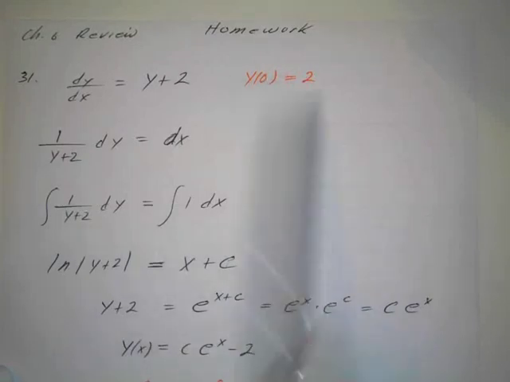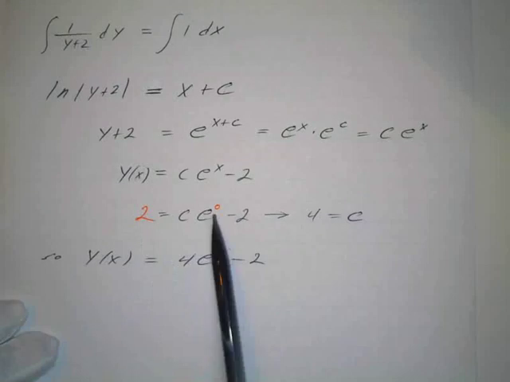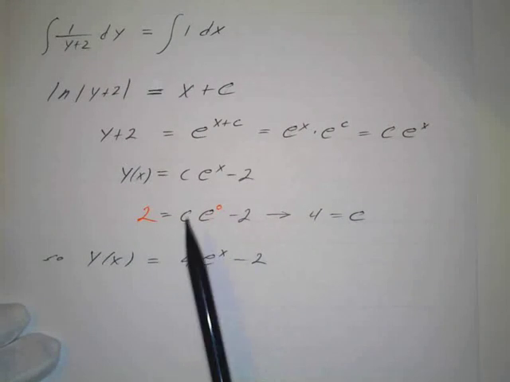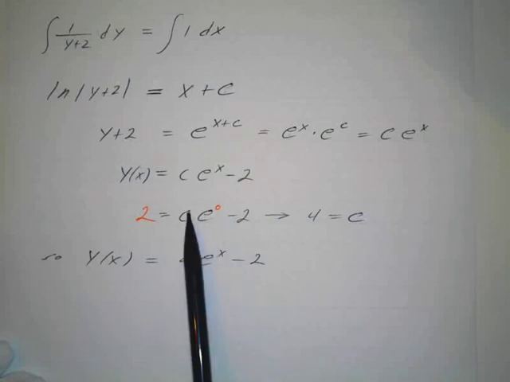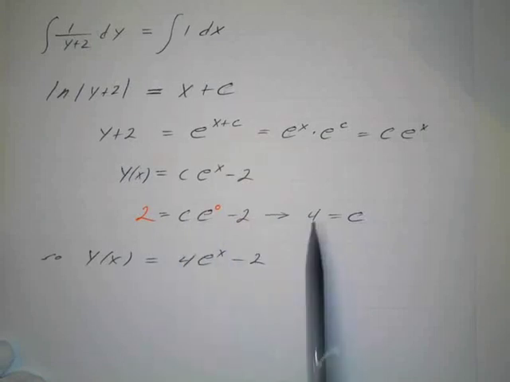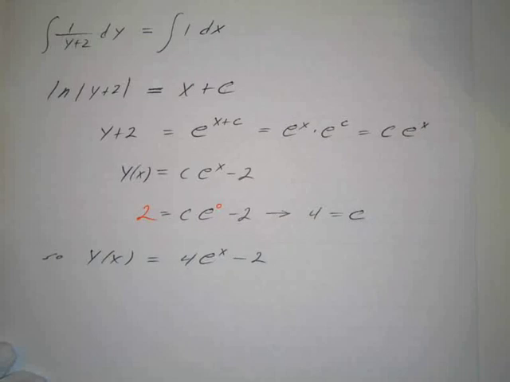When x is 0, y is 2. So we put 2 in for y and 0 in for x. And so e to the 0 is what? 1. So we just have c times 1, is c minus 2 equals 2. That's just c. If I add 2 to both sides, I get 4 equals c.